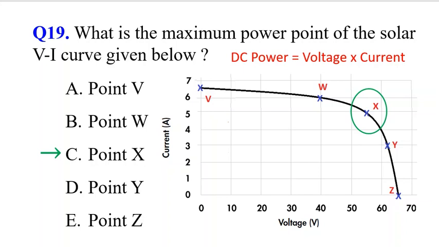What is the maximum power point of the solar VI curve given below? If you take the point V, I am taking a point V, your current is approximately 6.5, but the voltage is 0. So your power would be close to 0. If you take point Z, the same, you have 0 power. So now you understand. If you take these voltage and current values, you will end up at point X with the maximum power. So answer is C.